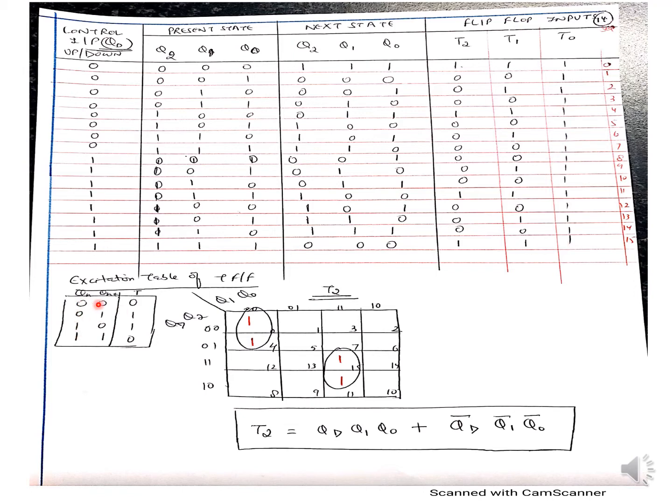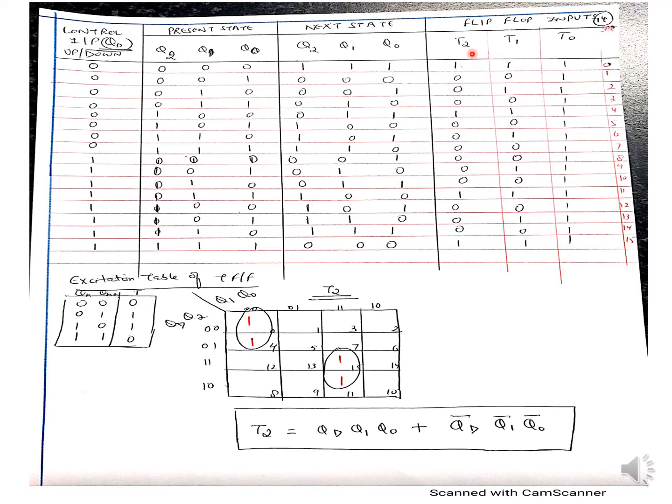So for 0 and 0, the output is 0. So we will see here 0 and 1. What is 0 and 1? The output is 1. So I will write 1 here. For T1, we will use 0 and 1. So for 0 and 1, again it is 1. Okay, for T0, we will use Q0 and this Q0 bar. So this will be 1. So you can fill this excitation table. You all know how to fill this excitation table.